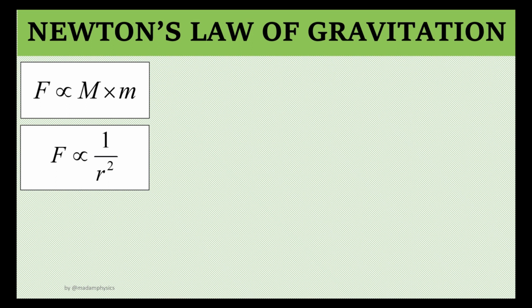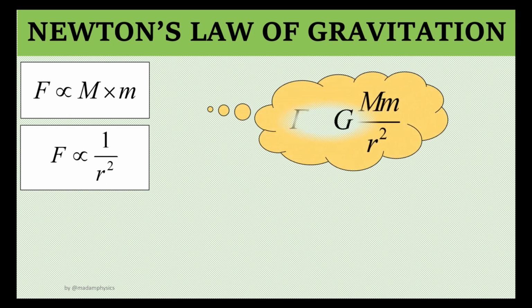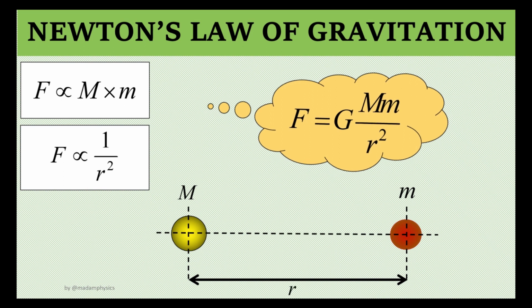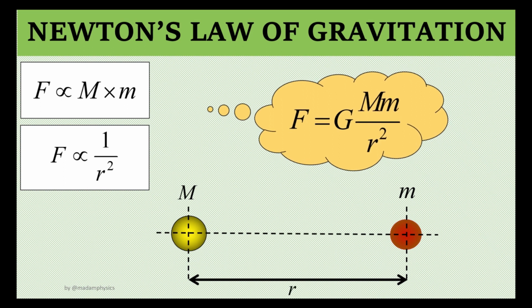With these two relations, we can now calculate the value of gravitational force by multiplying the product of the two masses with constant G and dividing it by the square of the center-to-center distance. So here is our main equation. If we look at the force between the two objects here, these two forces should have the same magnitude but opposite in direction.